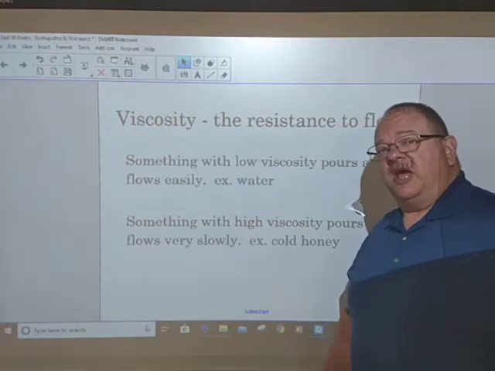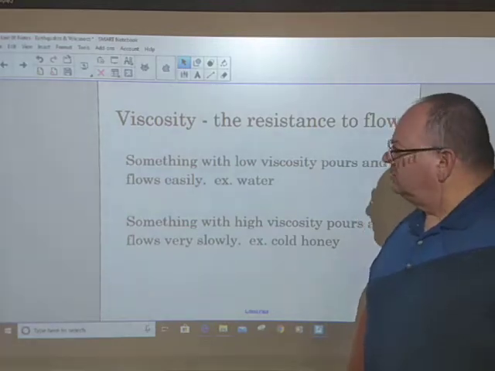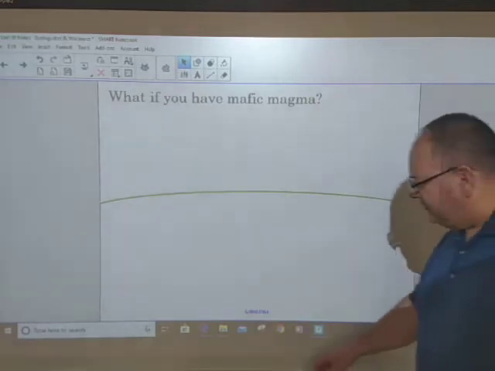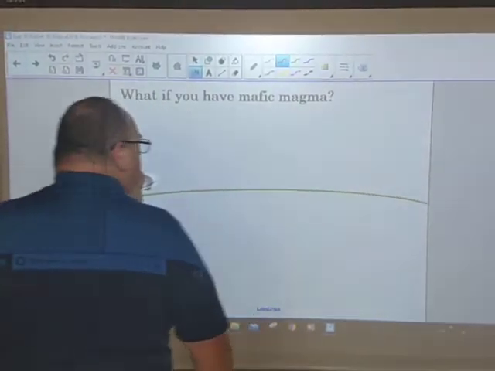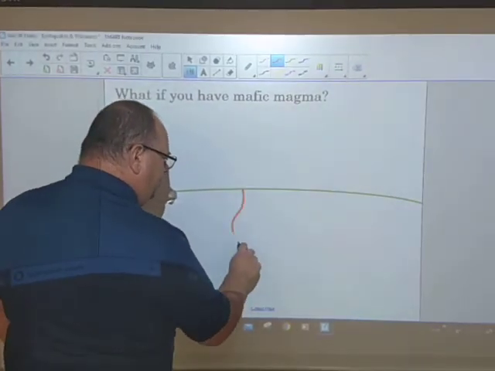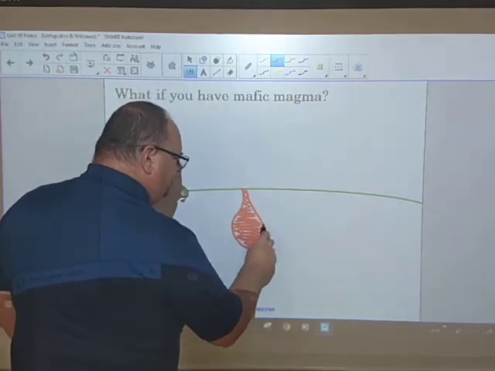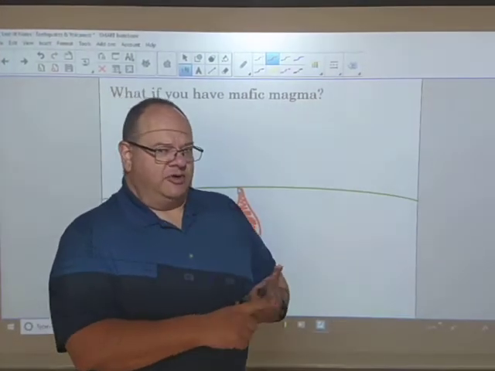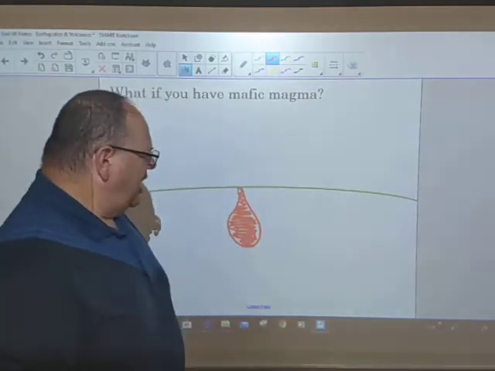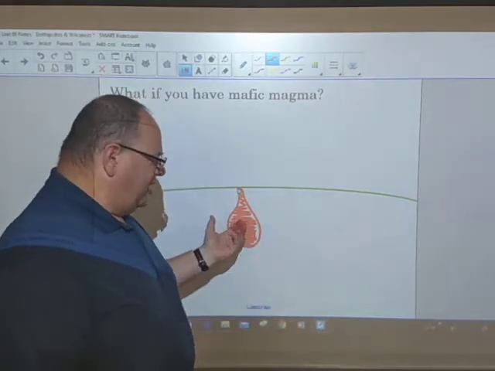Well, now we've got to think about that in terms of lava and magma in volcanoes. That viscosity is going to determine what happens. So let's imagine we're going to have a volcanic eruption and we have mafic lava. Underneath the surface of the earth, we have a magma chamber. Some sort of conditions happen. Remember, we could have a convergent boundary with a subduction zone and melting going on. We could have a divergent boundary where it cracks apart and releases pressure. But something happened that created a magma chamber.